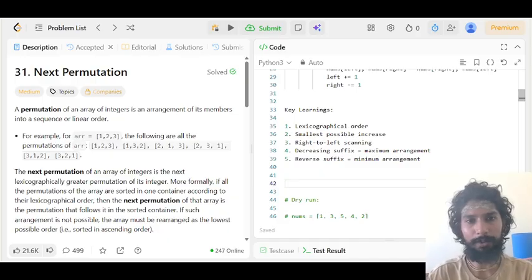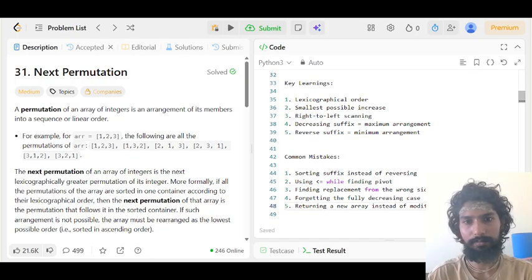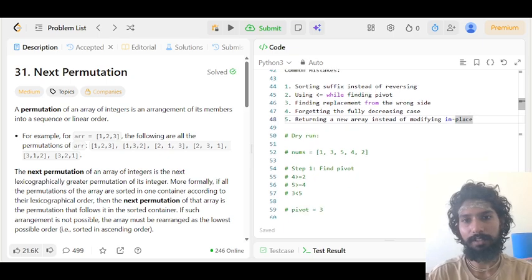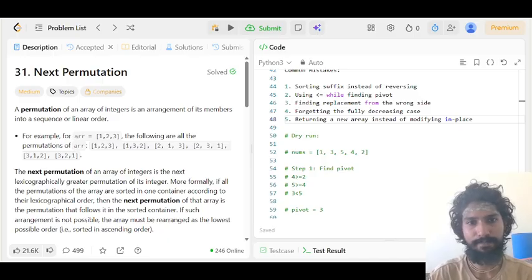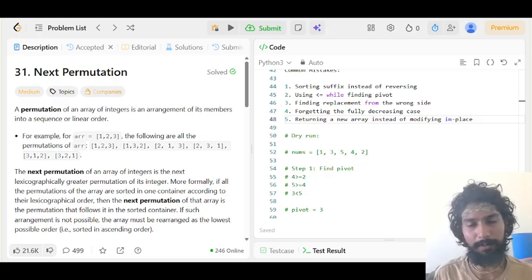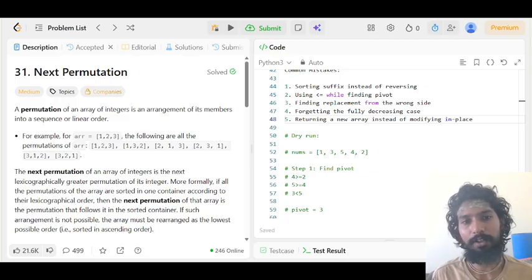Now finally look at the common mistakes that we make in solving these problems. So first is sorting the suffix instead of reversing. That is a very common mistake. Sorting works but reversing is better because we already know the suffix is decreasing. The second mistake is finding the wrong pivot. Remember, pivot is the first index from the right where nums[i] is less than nums[i+1], not less than or equal to, strictly less.